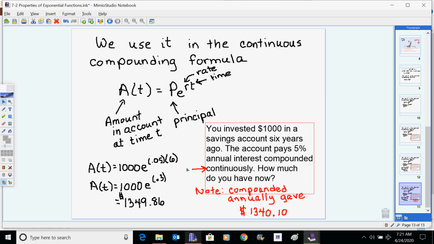So just so you know, there's two different formulas you're responsible for. The one that we talked about yesterday, which would give you annual interest, and then this P e to the rt power formula, which gives you the continuous interest.